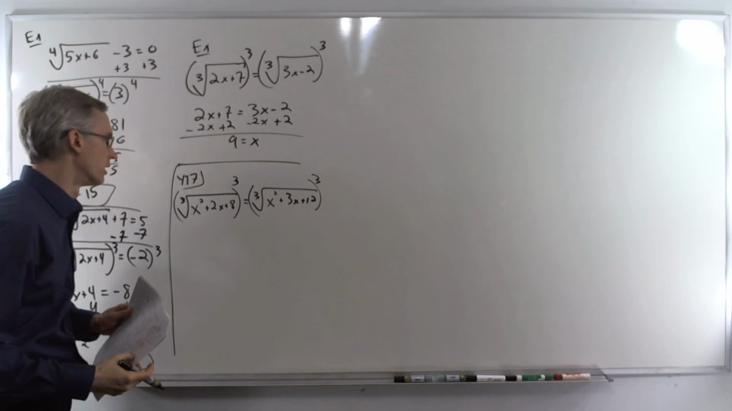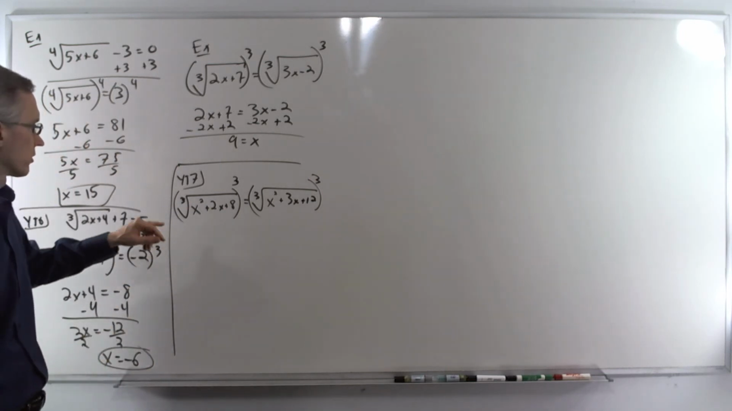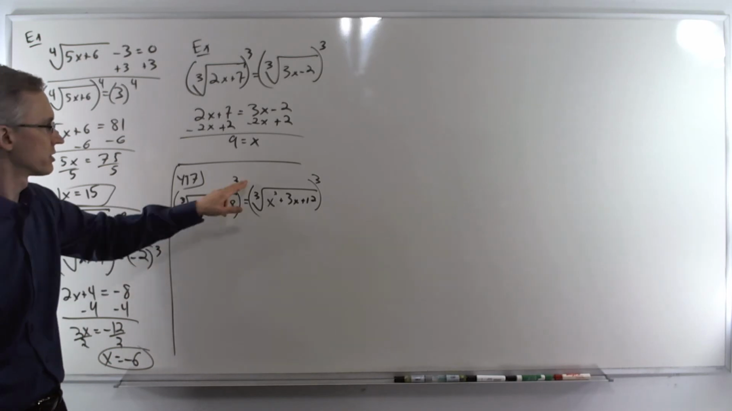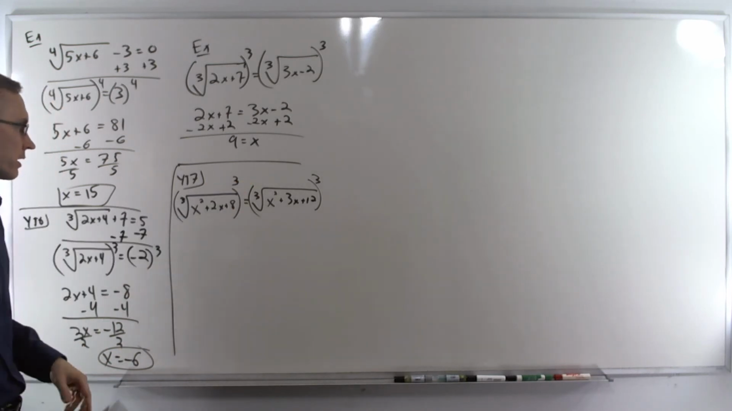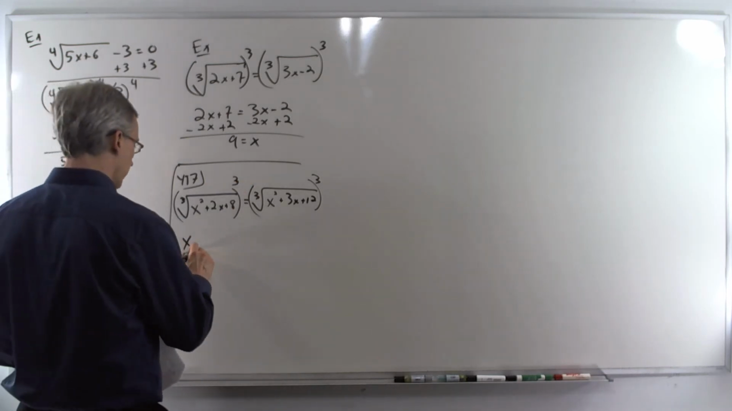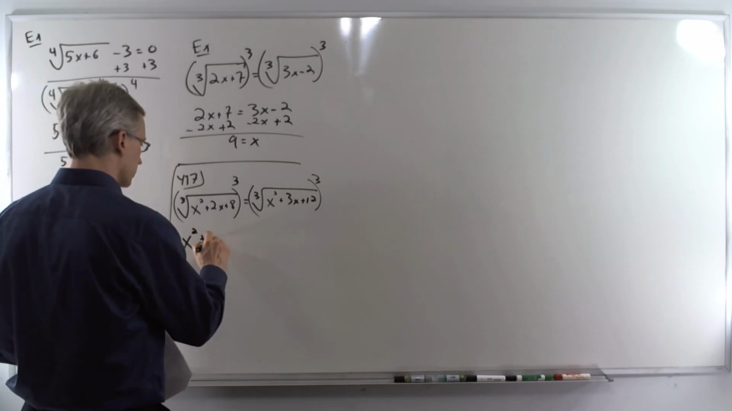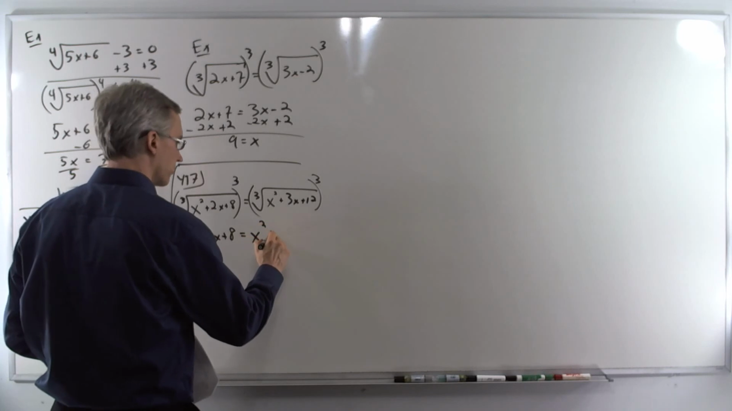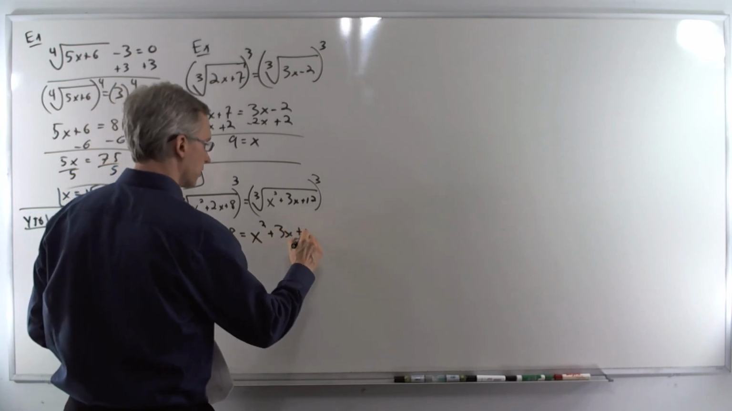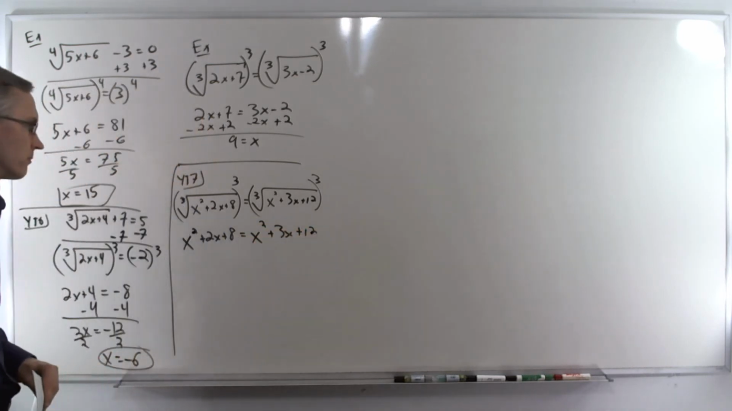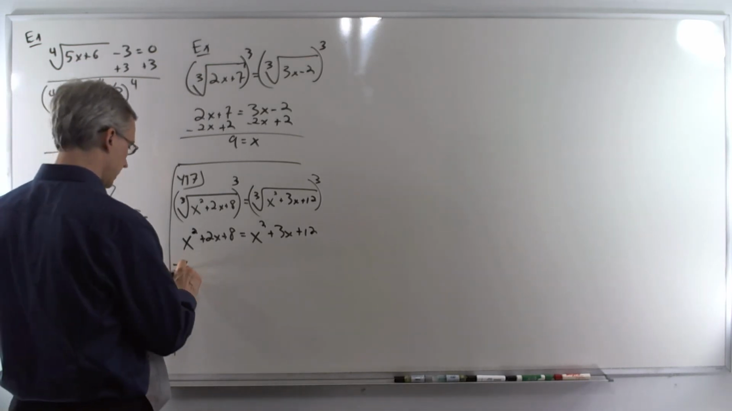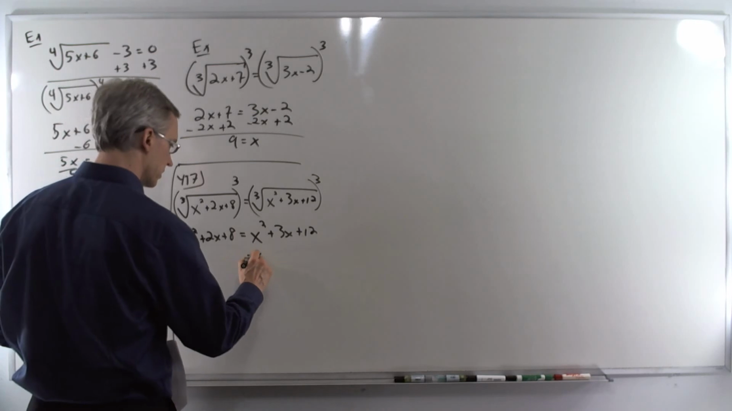All right, we've got two radicals with the same index 3. So that means we're going to raise both sides of the equation to the third power. That'll get rid of the radicals, and we have x squared plus 2x plus 8 equals x squared plus 3x plus 12. All right, we've got an x squared on both sides. We can subtract those out. I'll get rid of those.